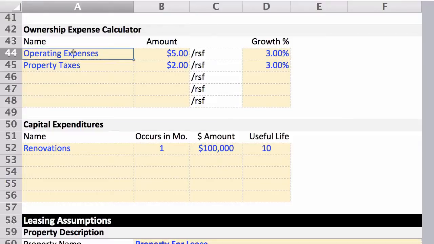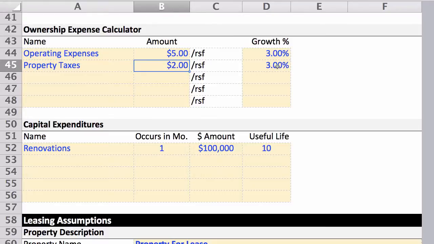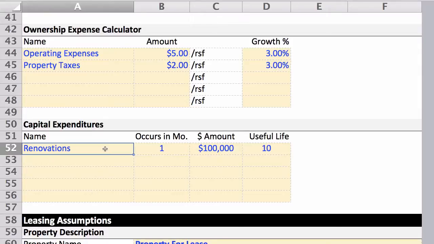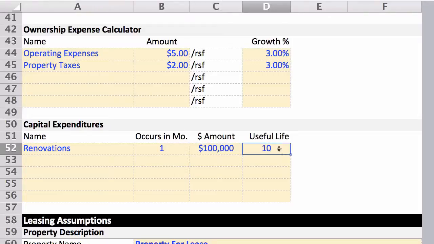For ownership expenses, we've assumed operating expenses of $5 per rentable square foot and grow those expenses at 3% annually, as well as property taxes at $2 per rentable square foot, and again grow that at 3% annually. In the next section, we have renovations occurring in month 1 of the analysis of $100,000, and we're going to appreciate those improvements over 10 years.